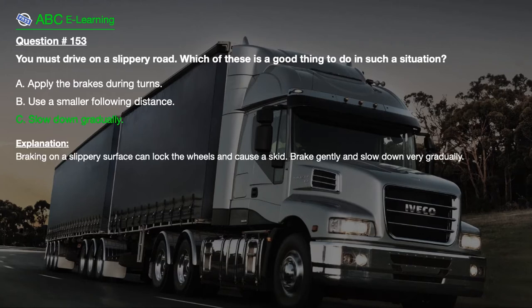The correct answer is here, C. Slow down gradually. Explanation. Braking on a slippery surface can lock the wheels and cause a skid. Brake gently and slow down very gradually.